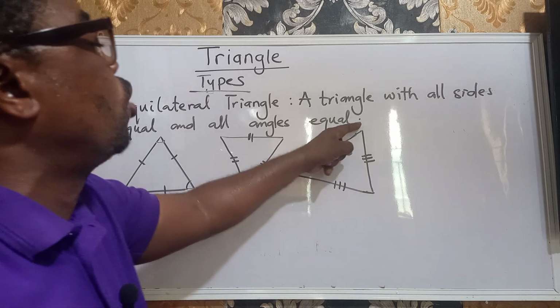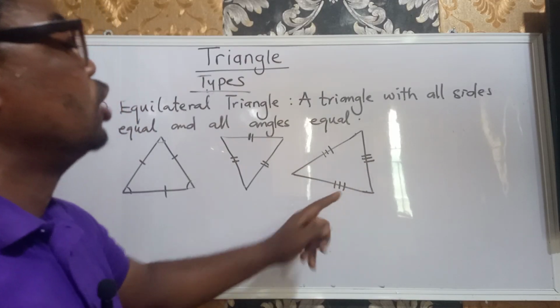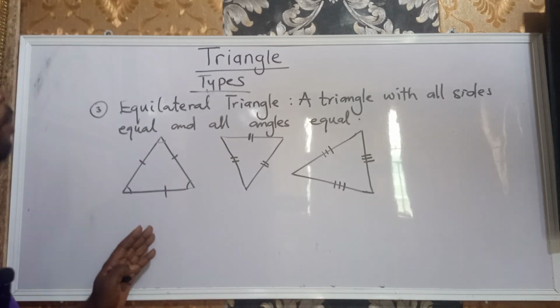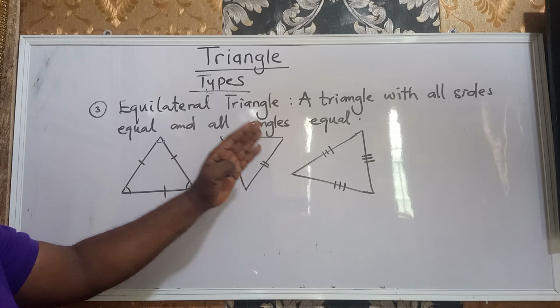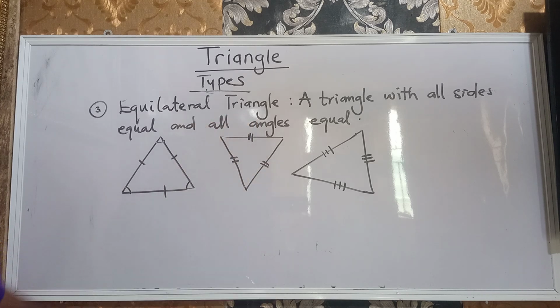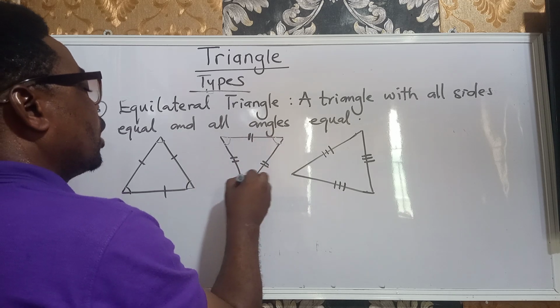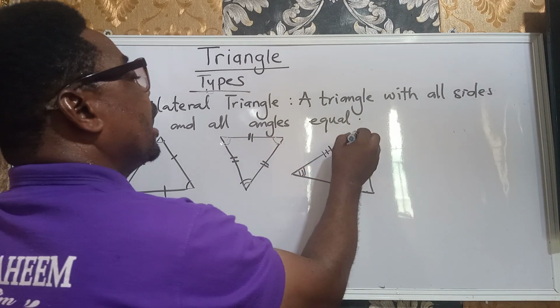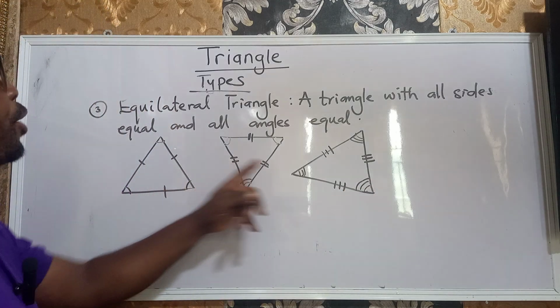Look at this one, it seems longer than this one, but when you see the 3 strokes here, you will know that the person who drew it intended to draw an equilateral triangle. All sides are equal and all angles are equal.